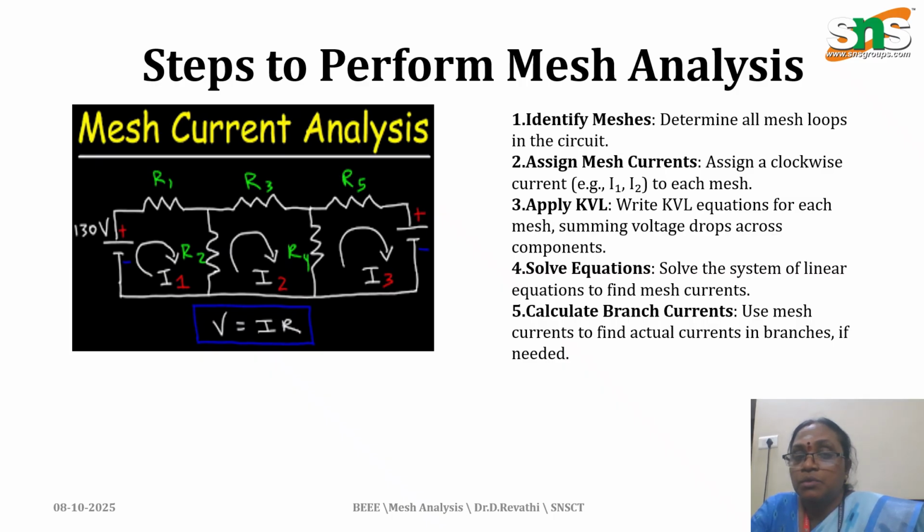Mesh and node analysis are applications of KVL and KCL. Mesh analysis is the application of KVL. We apply KVL to loop 1, loop 2, and loop 3, and find three equations. After that we solve these equations by the normal method or by Cramer's rule, so we can find the unknown currents I1, I2, and I3. These are the steps we follow in mesh analysis.